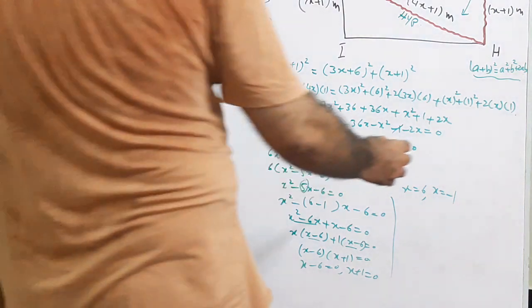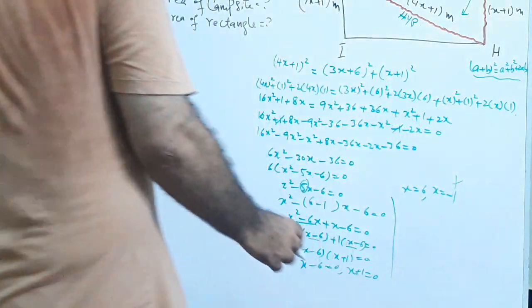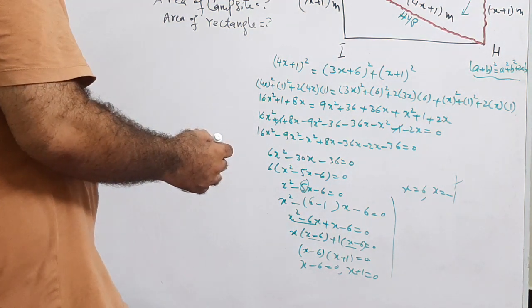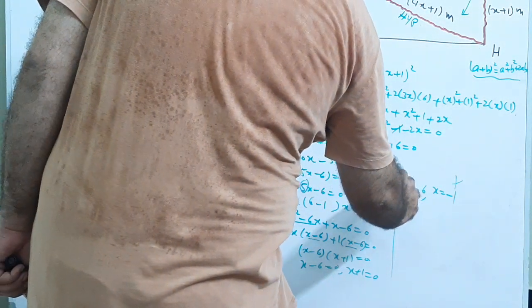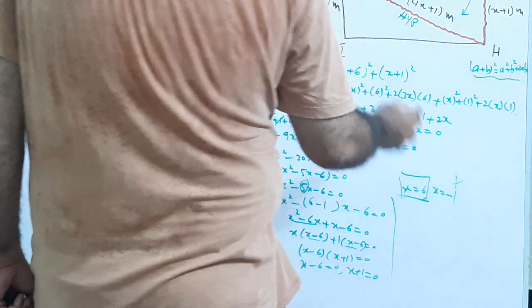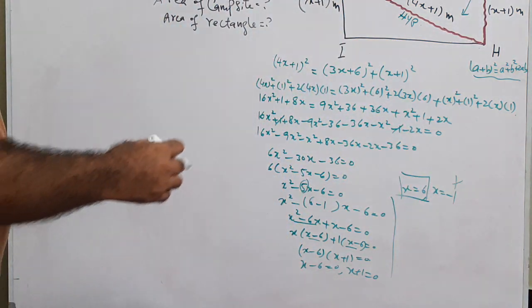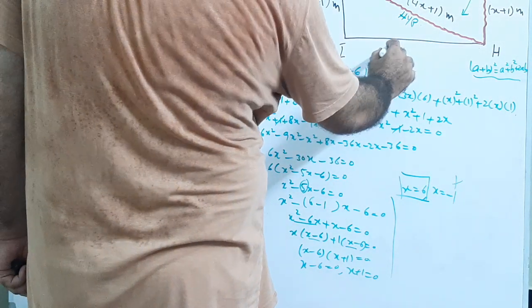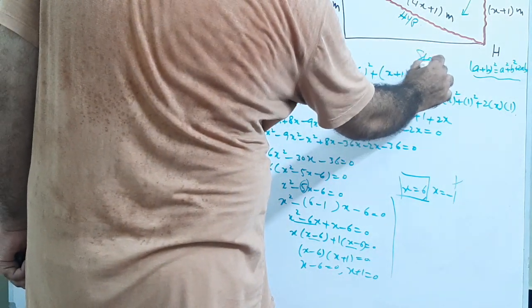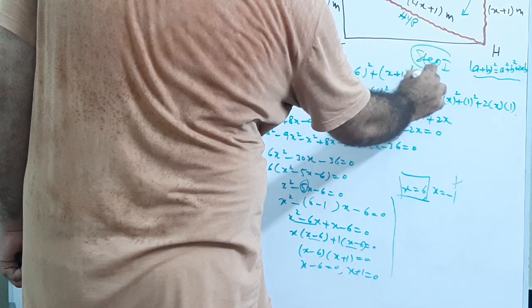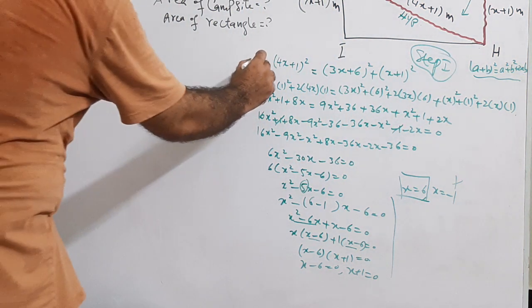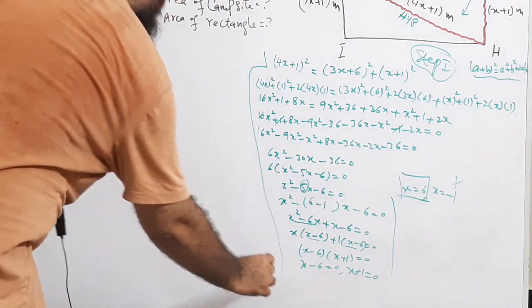But we don't need the negative value because area cannot be negative. It will be positive always. So we will be using x is equal to 6 in our second step. This whole exercise, the calculation, was the first step. Now the second step is step 2.